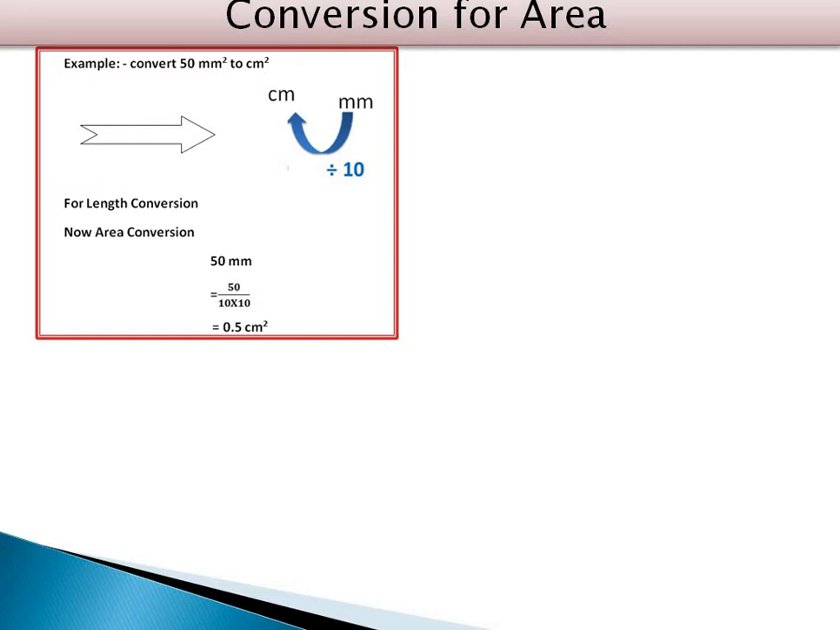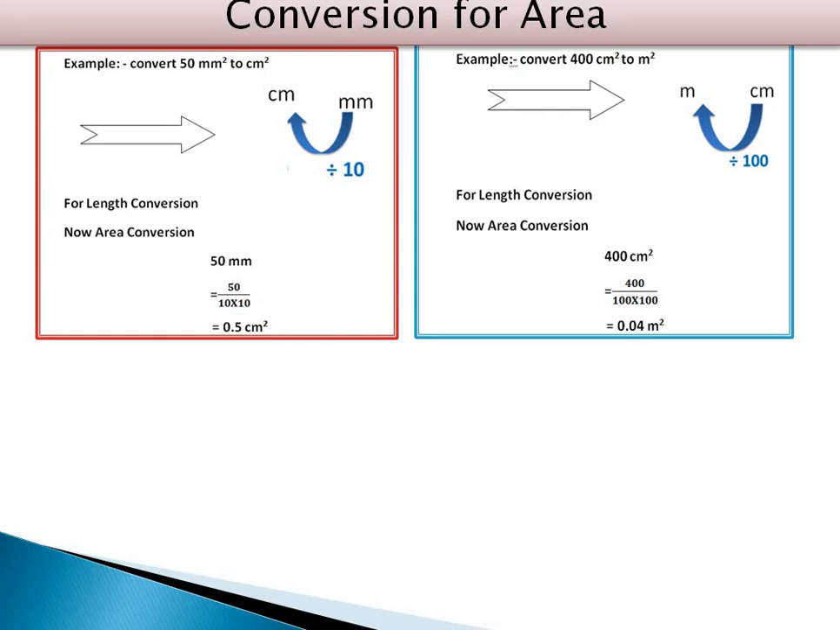So here, to convert 50 mm square to centimeter square, we know that 1 mm is 1 by 10 centimeter. So 50 mm square is 50 into 1 by 10 centimeter into 1 by 10 centimeter. So it is 50 divided by 10 into 10 centimeter square, which is 0.5 centimeter square.